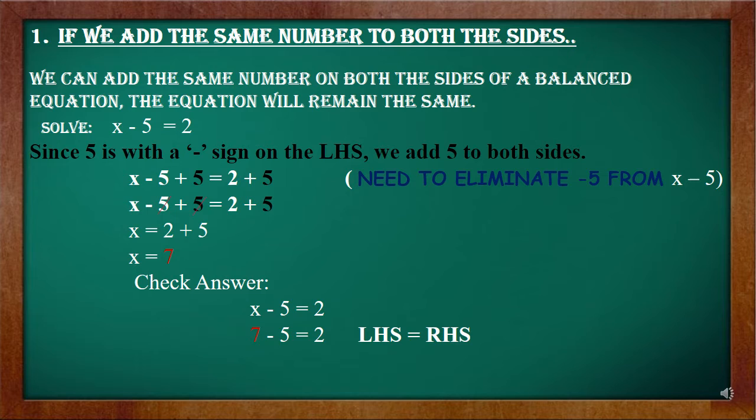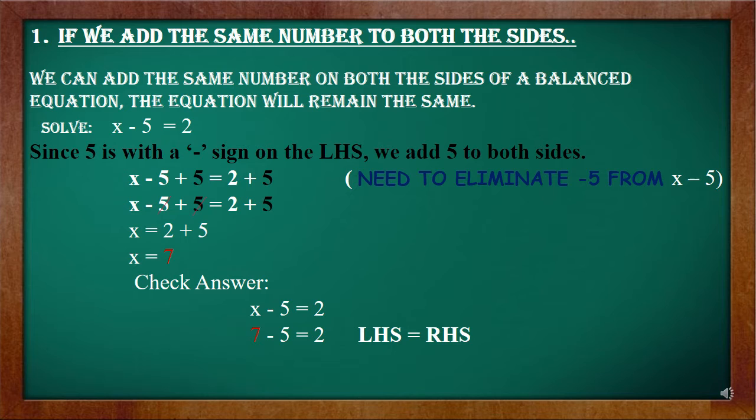We can use the following principles for solving an equation. Principle 1. We can add the same number on both the sides of a balanced equation. The equation will remain the same. Consider the equation x minus 5 equals 2. We need to eliminate minus 5 from the LHS. Since 5 is with a negative sign on the LHS, we add 5 to both sides.